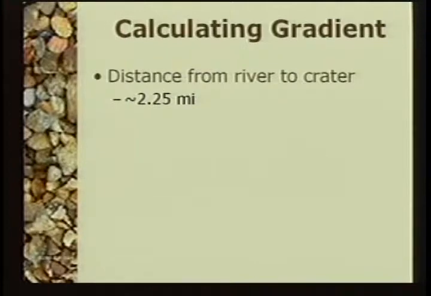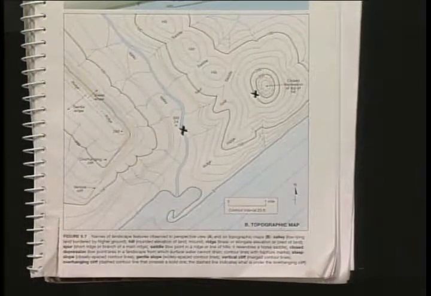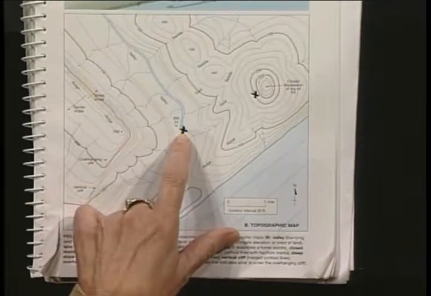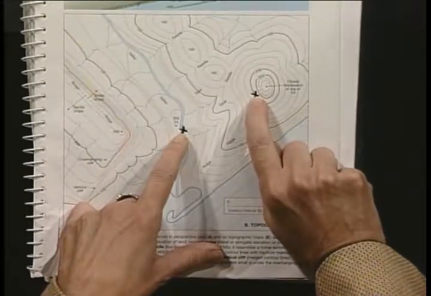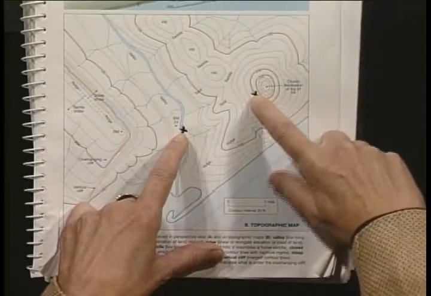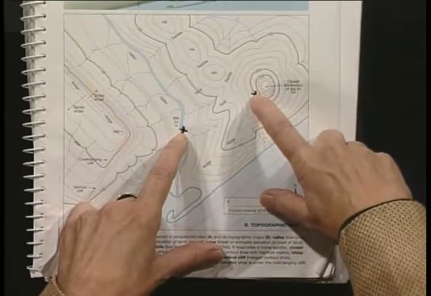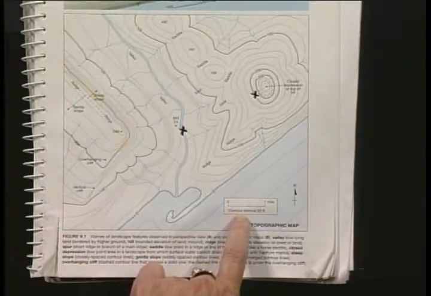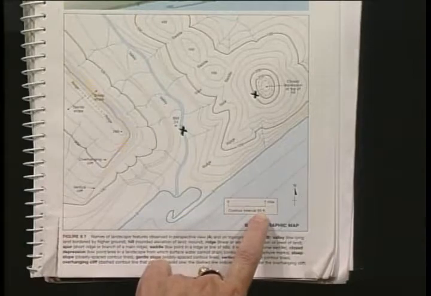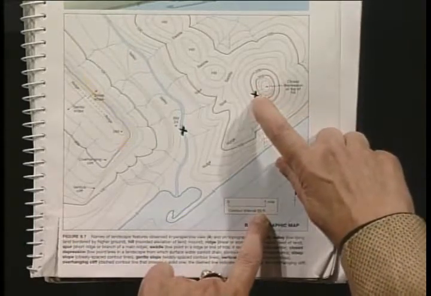Can we calculate the gradient? Well, not quite, because we know the distance from the river to the top of the crater, but we don't know how much change we've seen in elevation. Let's go back to the map. And here we'll see that we are at 0 elevation for the contour line. And here at the lip of the crater, we are at 200. Now, it doesn't tell us 200 what? 200 feet, 200 meters. We come back to the map key at the bottom, and it tells us our contour interval is in 20 feet. So we know that this represents 200 feet.